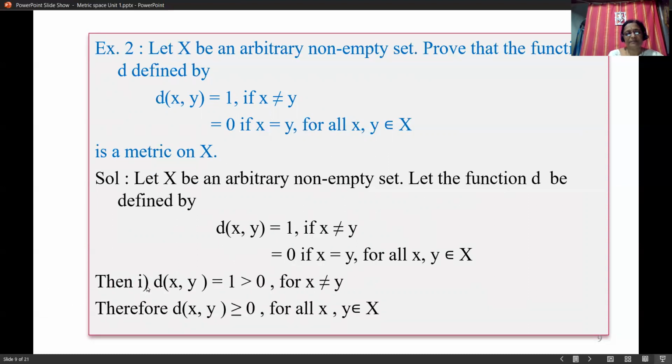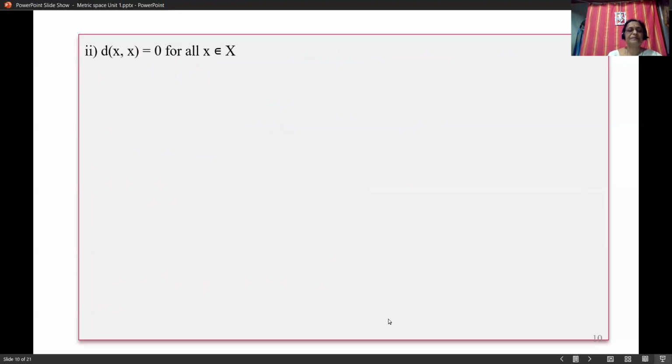Then first, we have to prove that d of xy is non-negative. So if x is not equal to y, d of xy is equal to 1, and this is definitely greater than 0. And if x is equal to y, then d of xy is equal to 0. It is obvious, and therefore d of xy is greater than or equal to 0 for all x, y belonging to X. Second condition, d of xx is equal to 0 by definition itself, and therefore let us go to the third condition, d of xy. So again there are two cases, so let us consider x not equal to y.